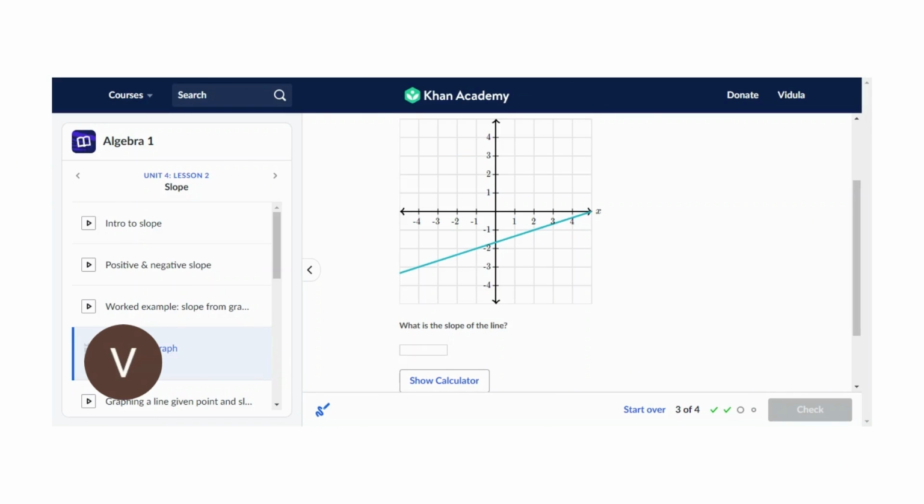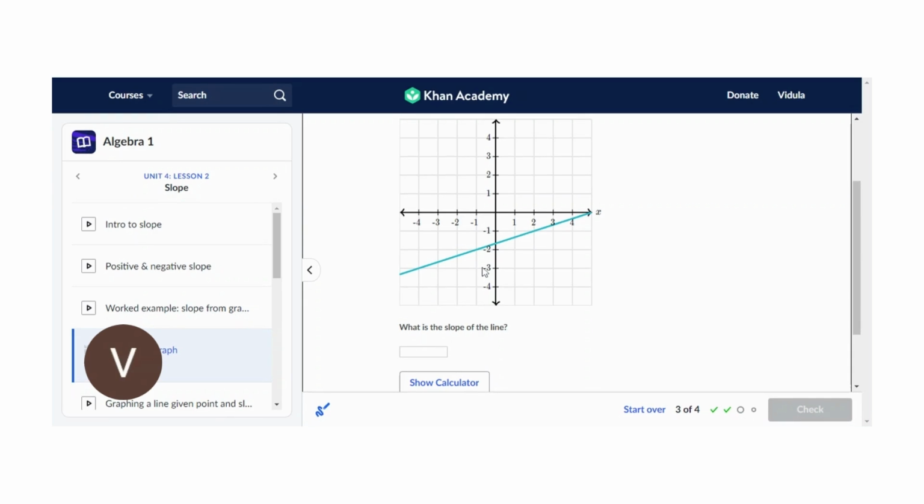YouTube channel, and today I'm going to be making a video on slope and how to learn it fast and easy. So if we look at this practice problem that you see right here, we have a line and we have to find two coordinate points, and we're going to find the slope.